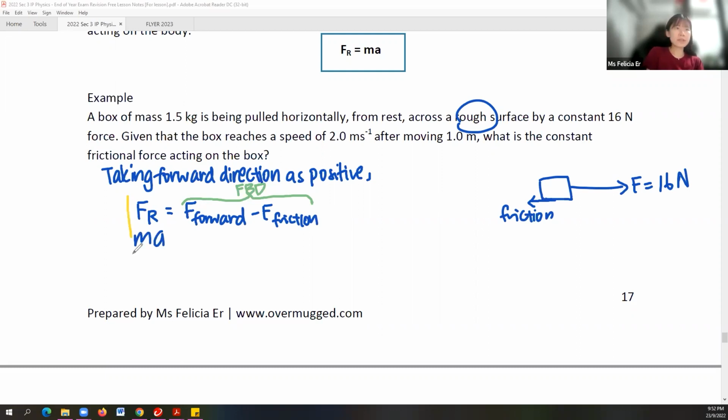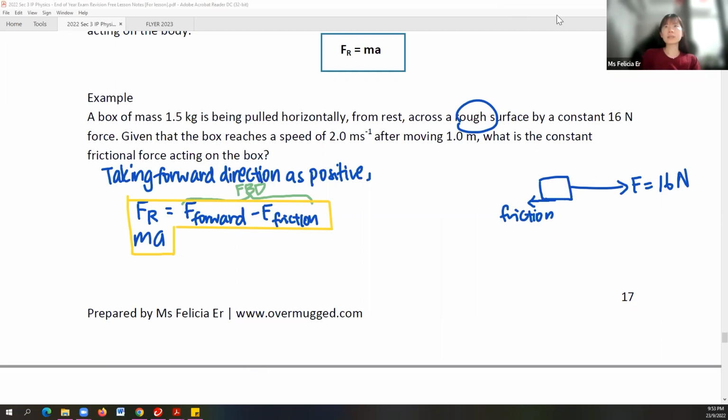So the template that you always need to follow whenever you have a dynamics question is this, this L-shaped thing over here. Once you follow this template, usually all kinds of dynamics questions, you will be able to solve it out.